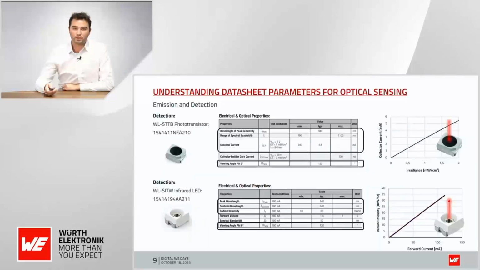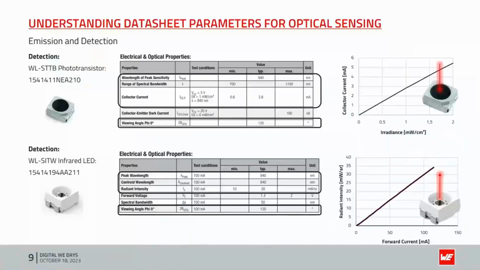I want to give a basic understanding of which parameters that we find in the data sheet for optoelectronic components are actually relevant for sensing with light, for optical sensing. First of all, I have here on the detection side a phototransistor. What is the goal of a phototransistor? I apply a voltage, and then it's detecting how much light is getting into the detector, and if there's more light going in, then the output current of this detector is going up. So it's only a light to current converter.